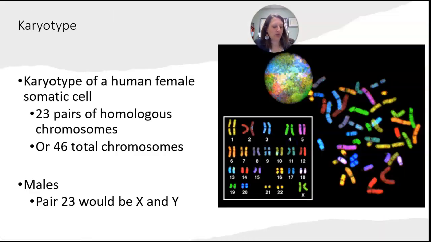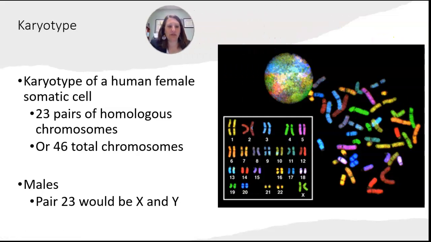Let me show you, this is a karyotype. This is a karyotype taken from a human female somatic cell, so a body cell, not a gamete. What we can see here are the chromosomes, and they're dyed a specific color. Our chromosomes aren't all these beautiful colors naturally, but they're dyed so that we can see them. They've been laid out next to each other so we can see the homologous pairs.